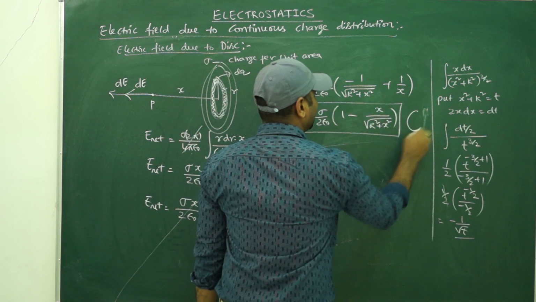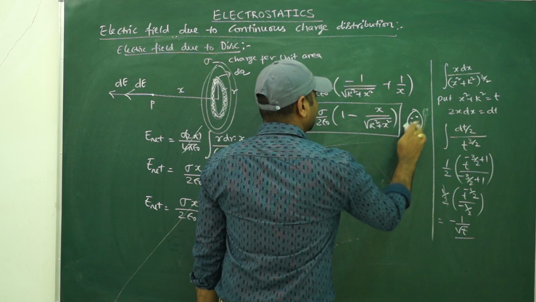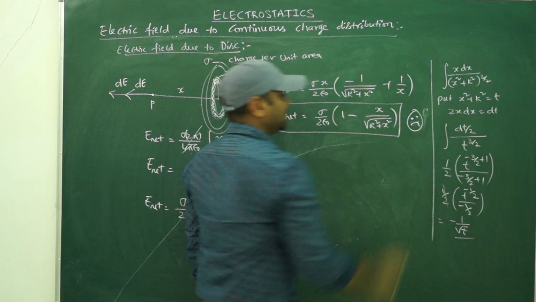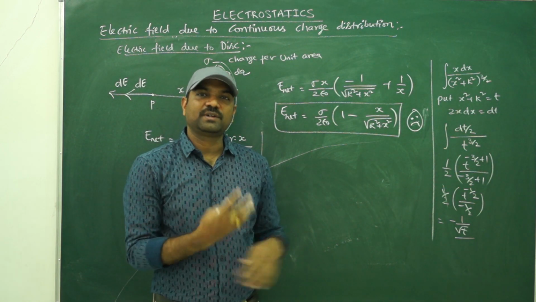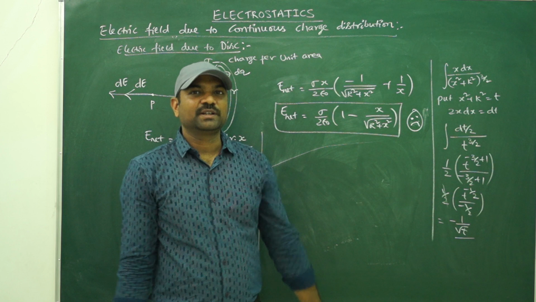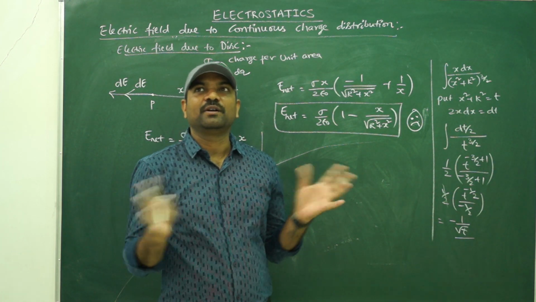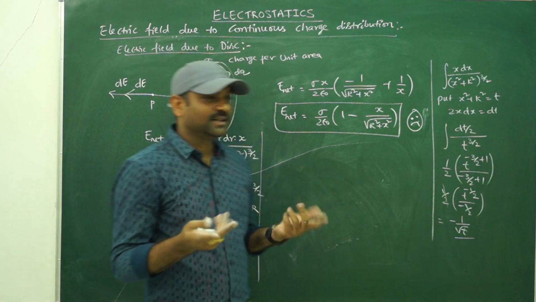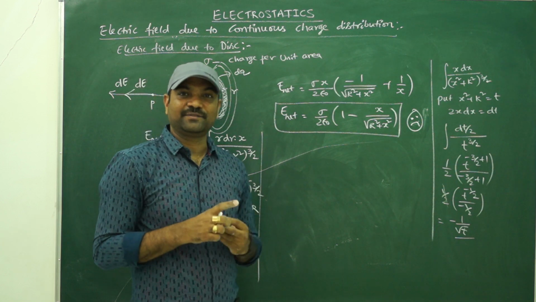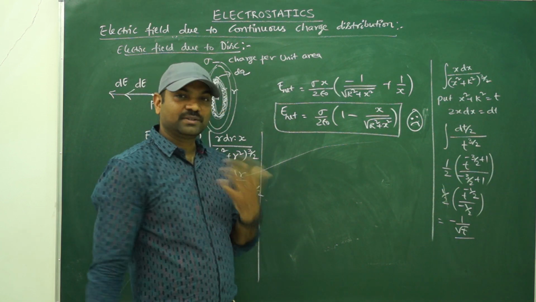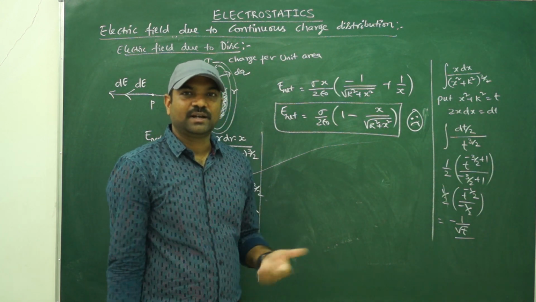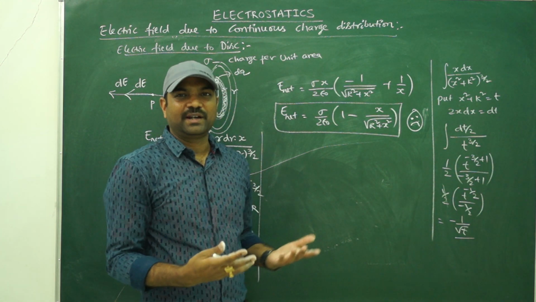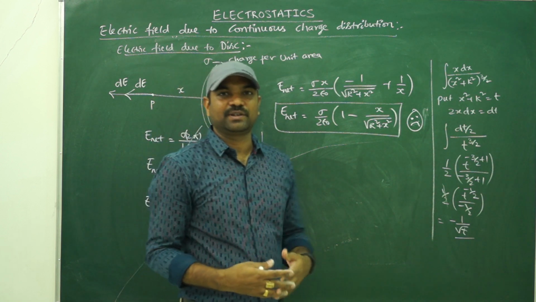Confusing or a little tough to remember the formula. I feel that when I ask my students to tell me the field due to a disk, they see all the formulas and get confused. So what is the easiest way to remember the formula? We have to make some logic, otherwise we cannot derive everything in the examination. So sometimes we need to remember this.